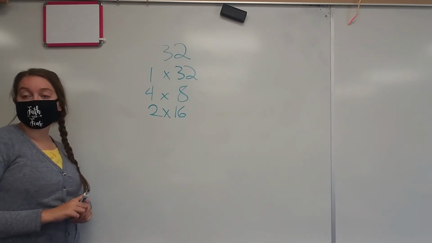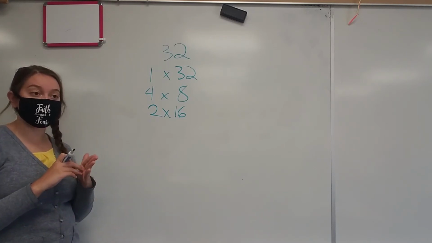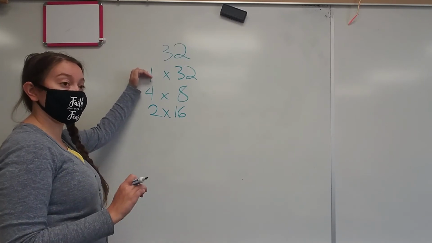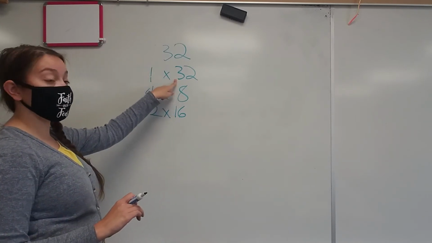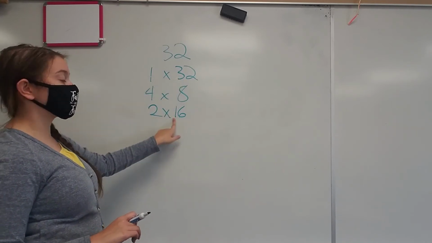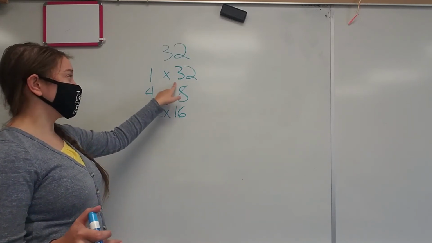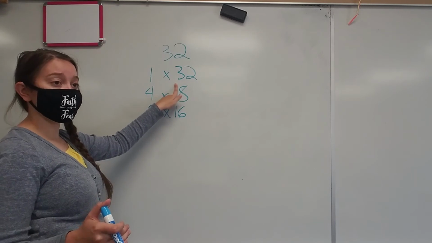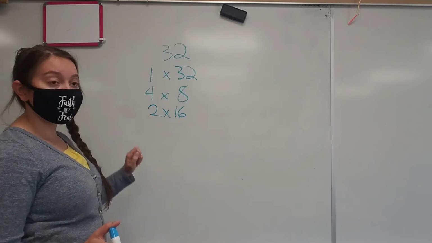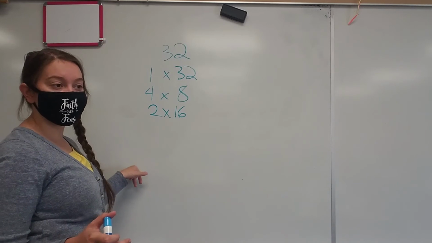Do you know how you can check and make sure that you have all your factor pairs? You start at 1. 1 times 32, right? Can 2 go into this? What's 32 divided by 2? Well, it's 16, right? Then you say, can anything times 3 give me 32? No. Anything times 4? Yes. Anything times 5? No. Anything times 6? No.